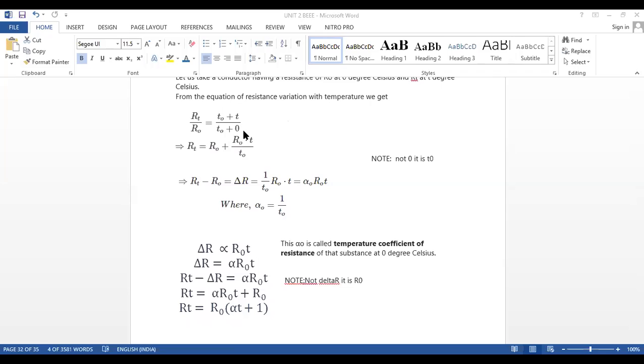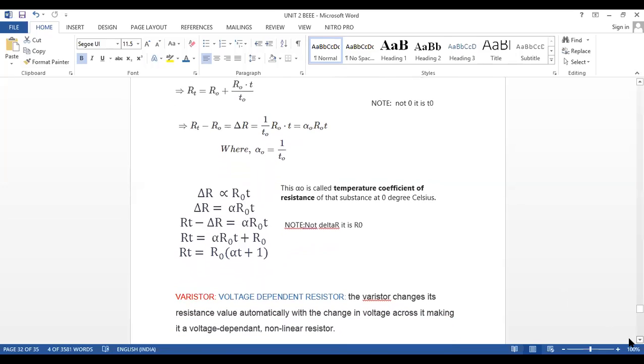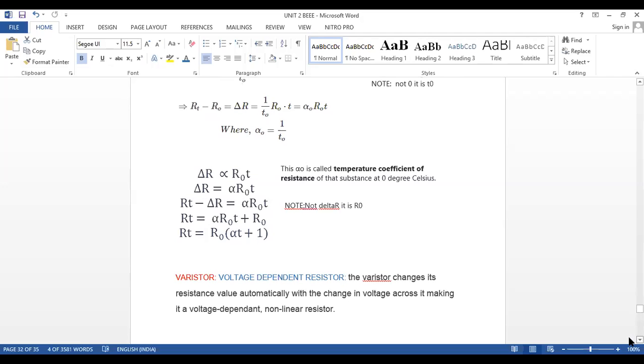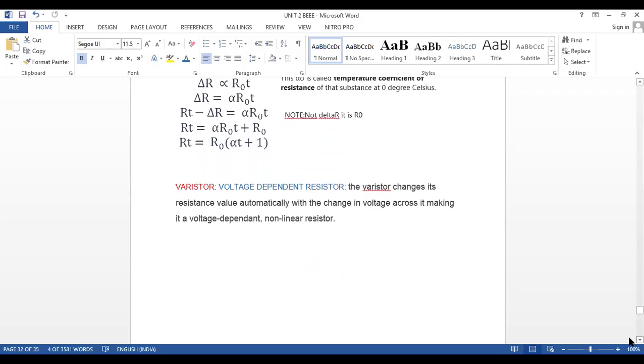T naught plus T0, which is equal to the R naught into. Okay, we'll bring this derivation with small modification later on. Okay, we just move to this one. So this expression you are supposed to prove actually. What is the resistance value? Resistance value at new temperature RT is equal to R naught into alpha into T plus 1. This will do practically. I will modify this printing mistake also. Right. So we just move to the next one.